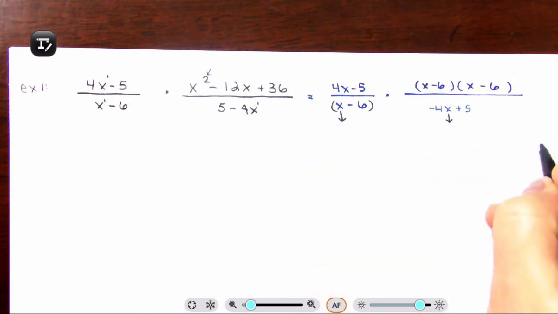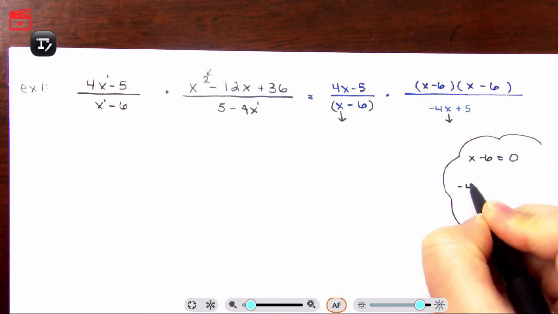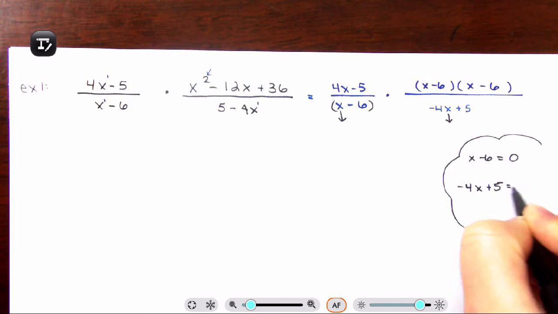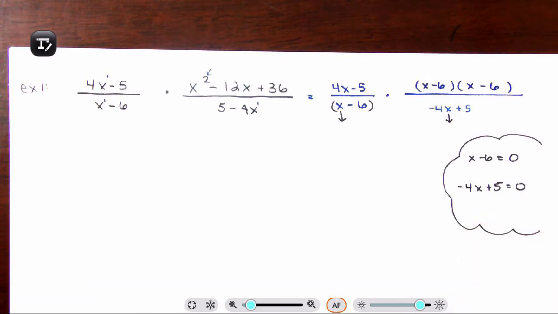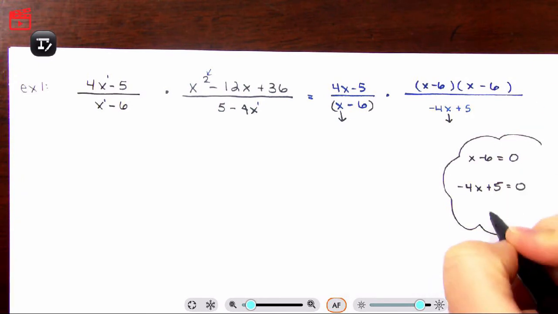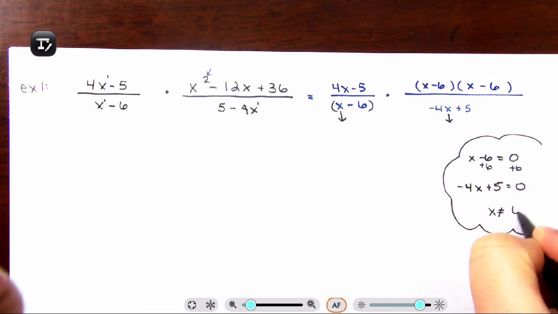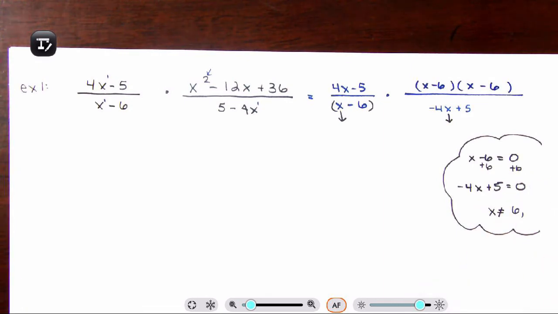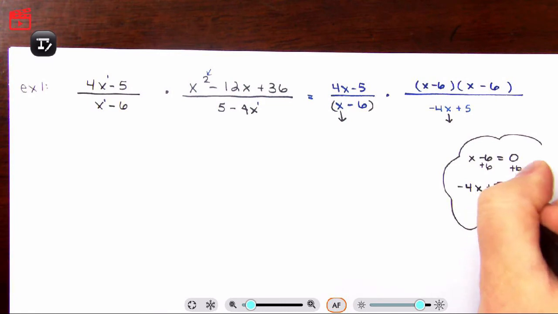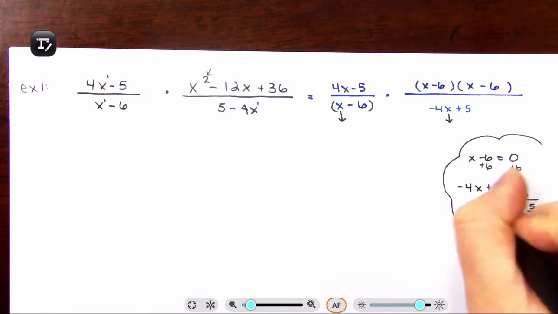So what are you doing? In your head, you're setting each one equal to 0, and you're saying what x can't be. So in this case, I'm adding 6 to both sides, so x is 6. Now, you're saying what x cannot be in the denominator. So x cannot be 6 in the denominator. This is minus 5, so this is 5 fourths, and x cannot be 5 fourths.